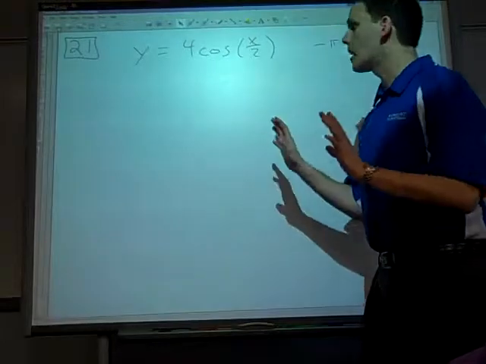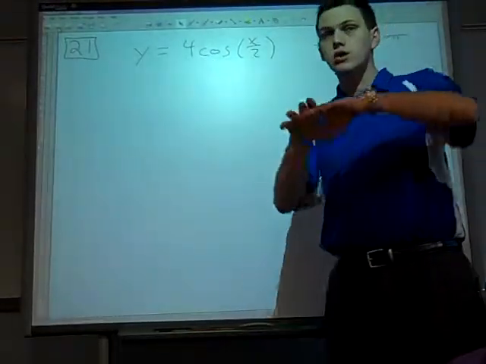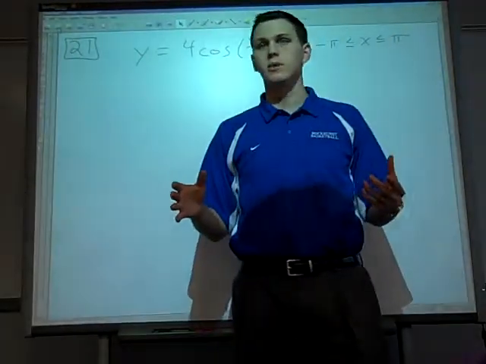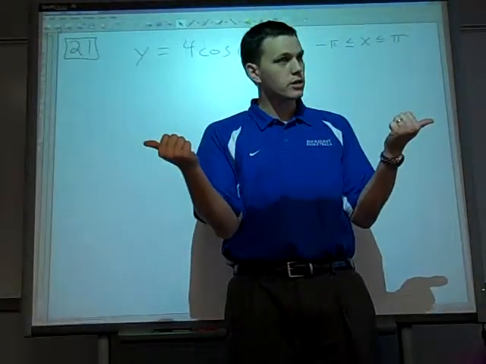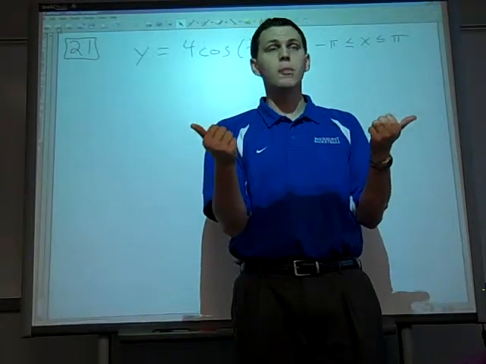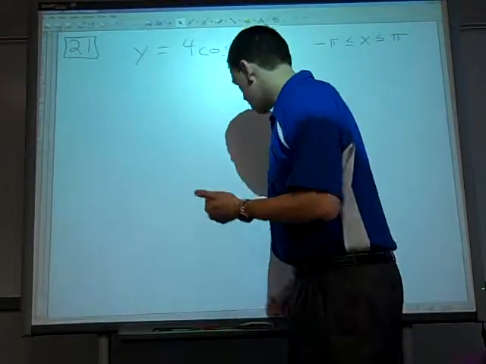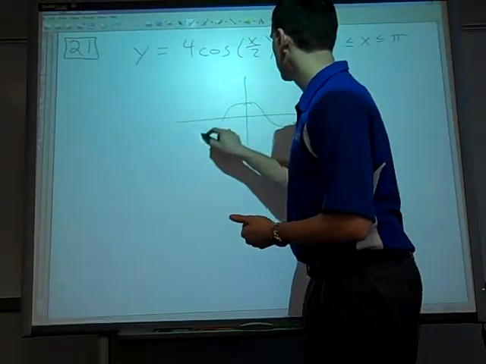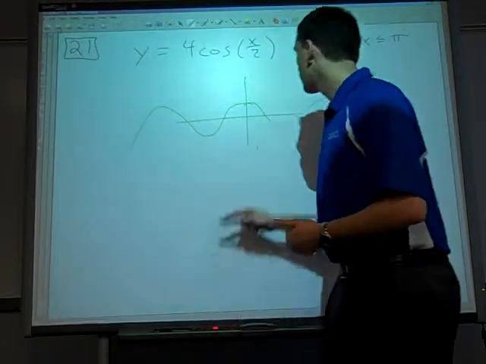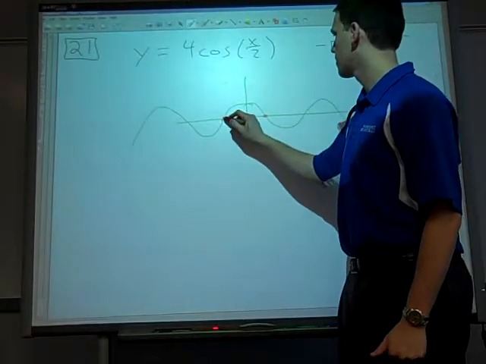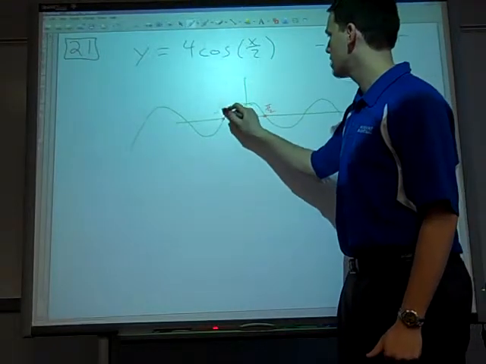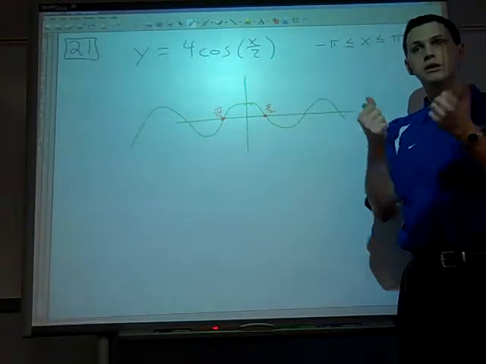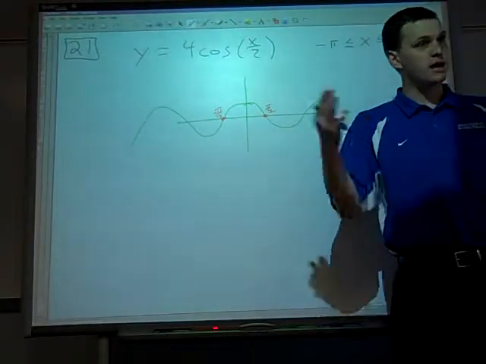Okay, so let's just think about our cosine graph. 4 increases its amplitude. Dividing by 2, what does that do to the cosine curve by transformation laws? It stretches it, right? So normally, the cosine curve looks like this. And what is this point normally? That's pi over 2. This is negative pi over 2. So if I stretch it by a factor of 2, what happens? Those points turn into pi and negative pi.